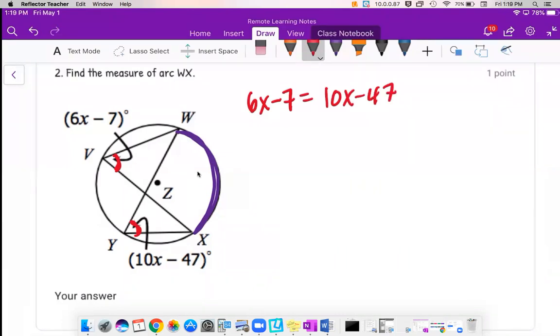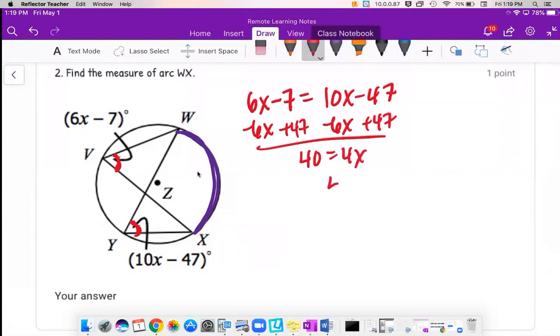So let's see, subtract 6x, add 47. So we'll get 40 is equal to 4x. So then that means x is going to be 10. Now again, this is the problem where hopefully you didn't stop there. You want to find the measure of this entire arc. So you have to find the measure of one of these angles. So let's plug it into this angle. If I do 10 times 10 minus 47, that'd be 100 minus 47, so 53 degrees. So it means this angle is 53 degrees.